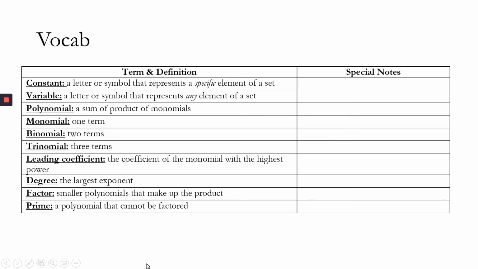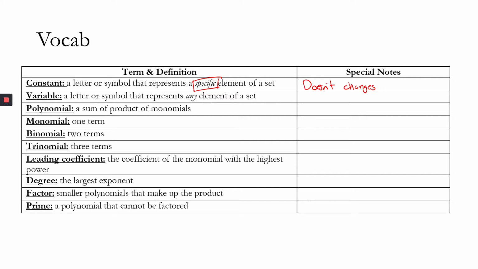First, we need to just go through some vocabulary. A constant is a letter or symbol that represents a specific element of a set. So specific is the important word there. This never changes. So usually that's going to be represented by a number. A variable, however, is a letter or a symbol that represents any element of a set. So variables are going to change between the different problems.